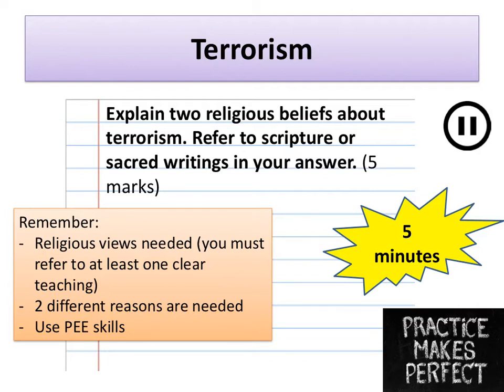The easiest way to answer the question is often to give 2 clear teachings in each one of the paragraphs that you give. And remember, the question asks for 2 religious beliefs about terrorism. That means that you need to give 2 paragraphs in your answer. Pause the video now and time yourself for 5 minutes in order to answer this question to the best of your ability.